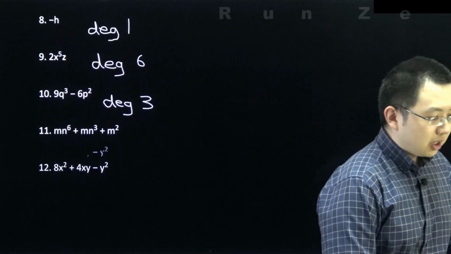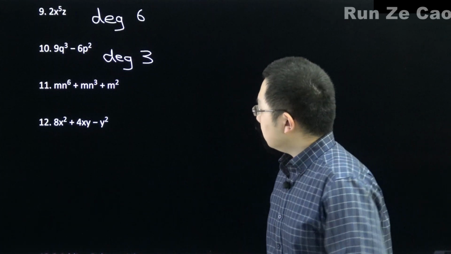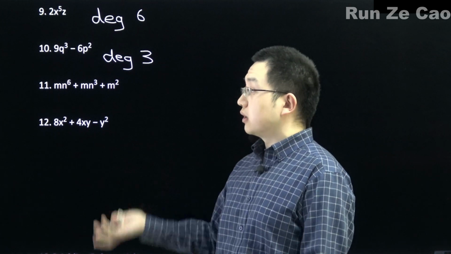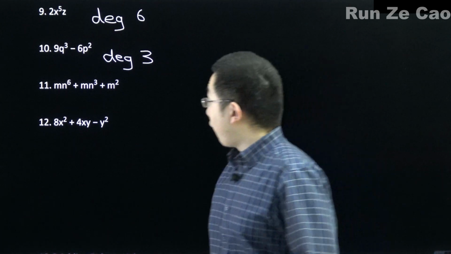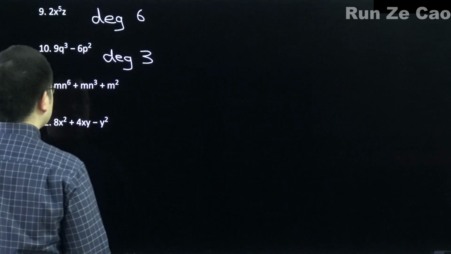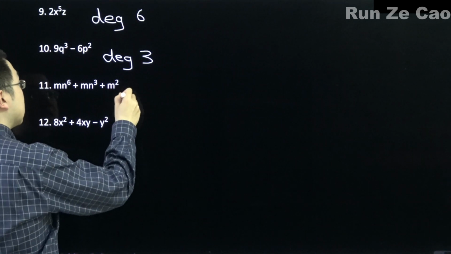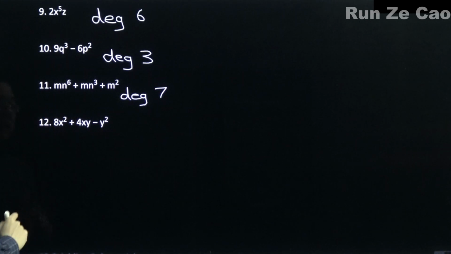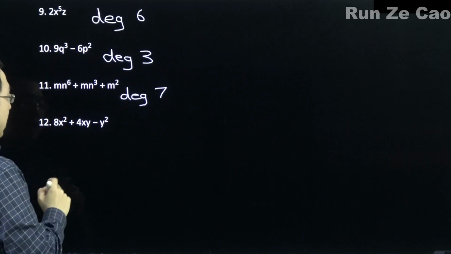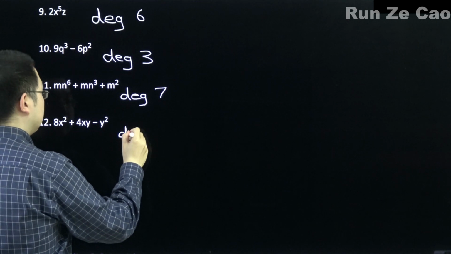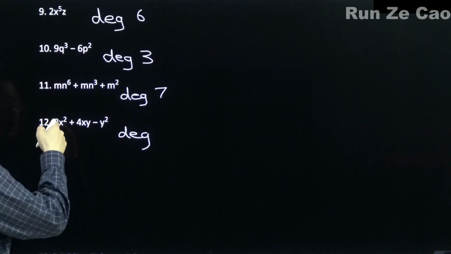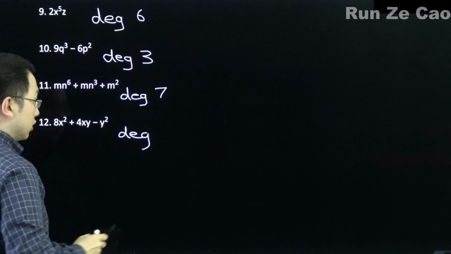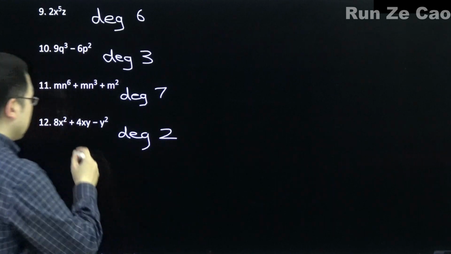Now mn to the 6th power, oh, that's degree 7. Mn to the 3rd power, oh, that's degree 1 plus 3, which is 4. And m squared, that's degree 2. Okay, so degree overall is 7. 8x squared plus 4xy minus y squared. Well, each of these has degree 2. 1 plus 1 equals 2. And 2. So degree here is 2.